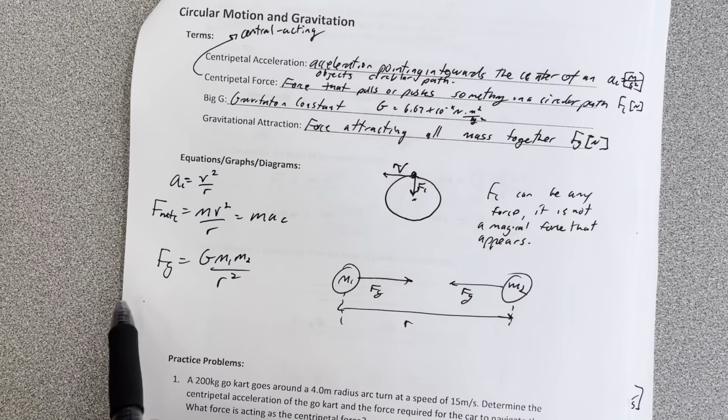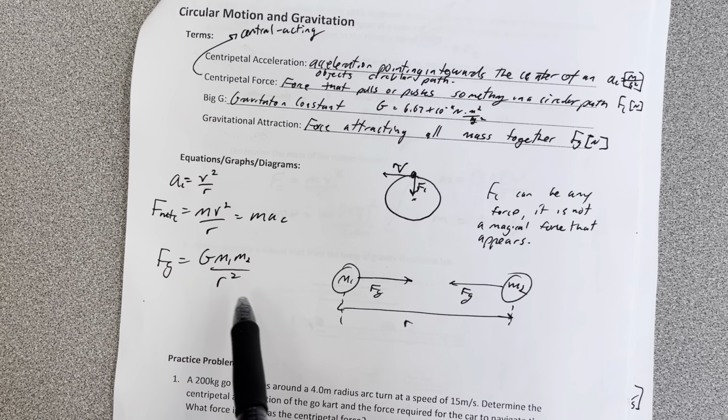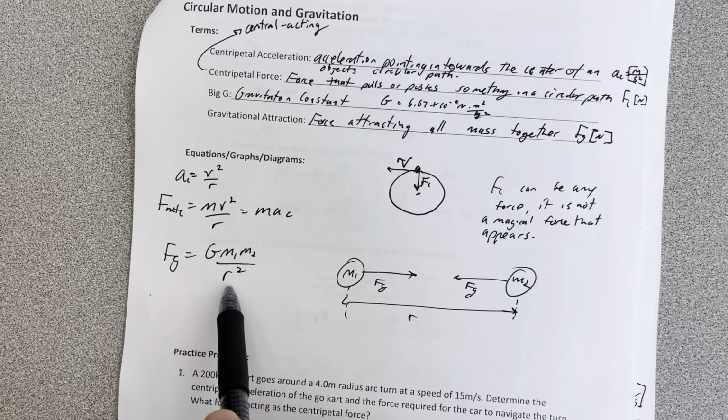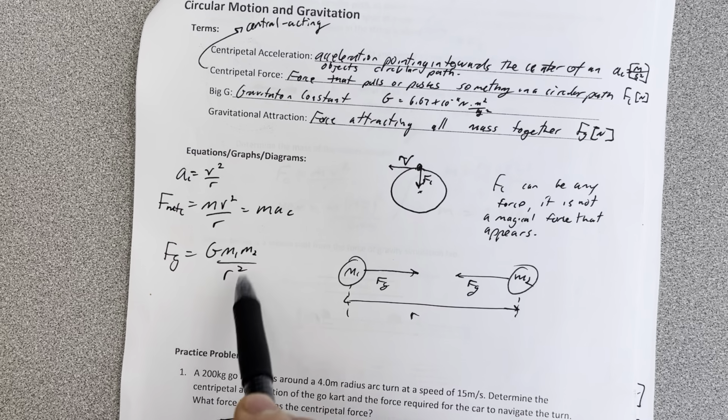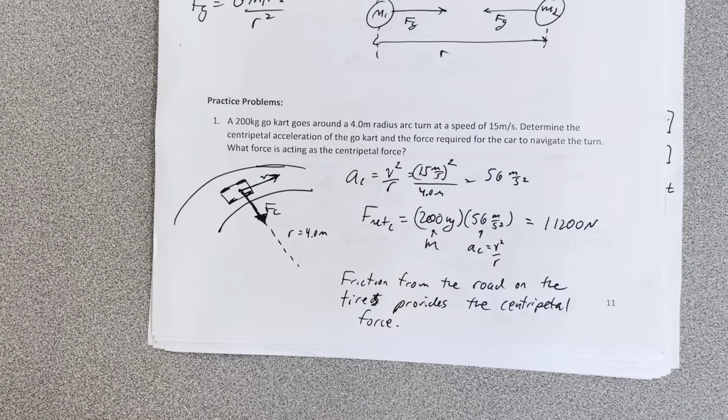So, basically what you need to know here is the bigger the mass is, the more the gravitational attraction between them. The closer they are together, the more the gravitational attraction between them, because r is on the bottom. You make that smaller, this equation result goes up. But we'll see that in a second.